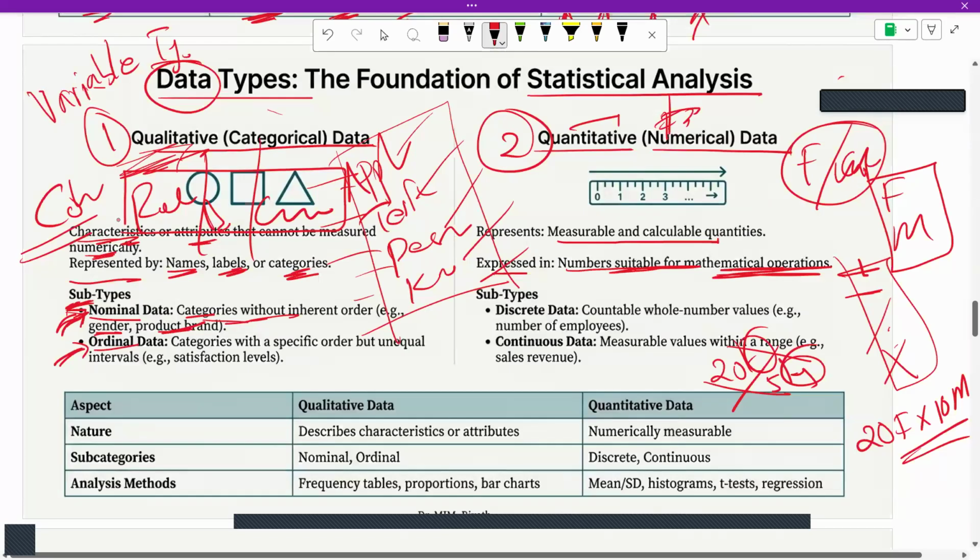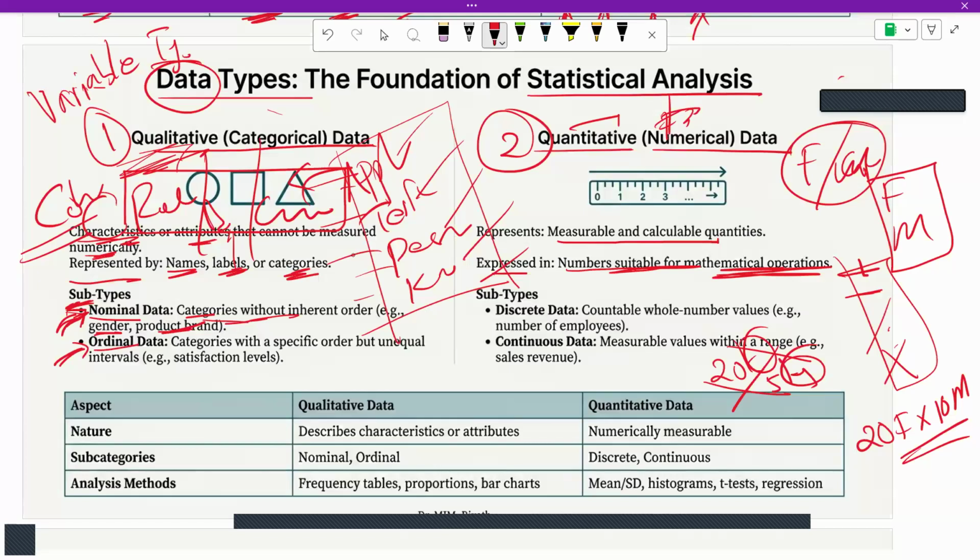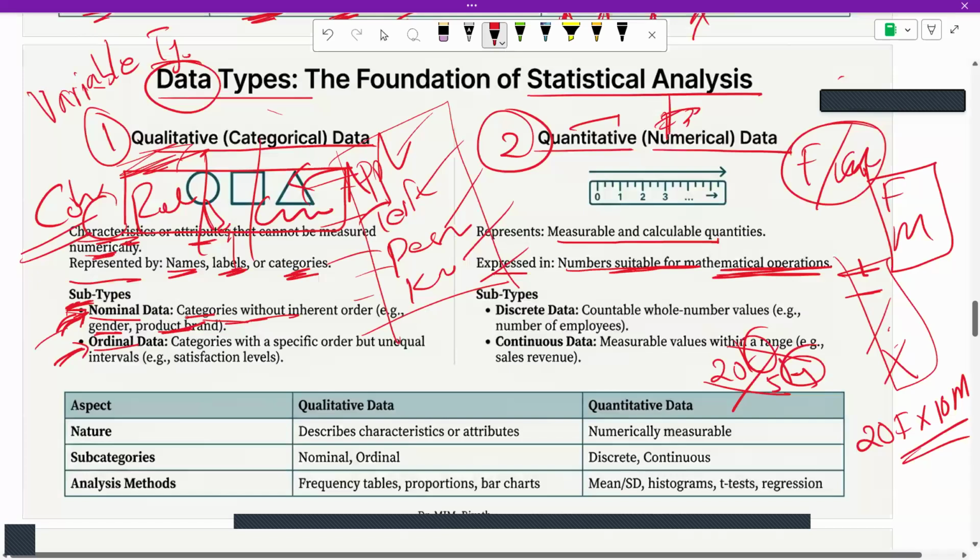We cannot say red is superior to black, black is superior to white, yellow is superior to green. No, we cannot say. We can put labels. That type of data is called nominal data. Categories without inherent order. It has no order. For example, gender, product brand.